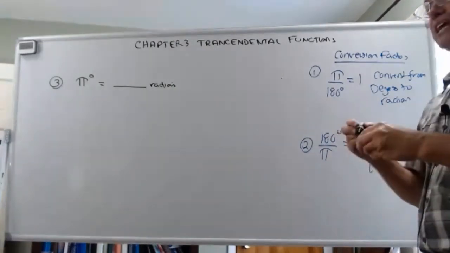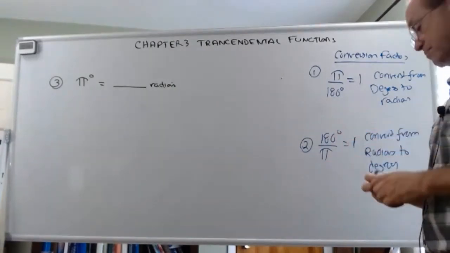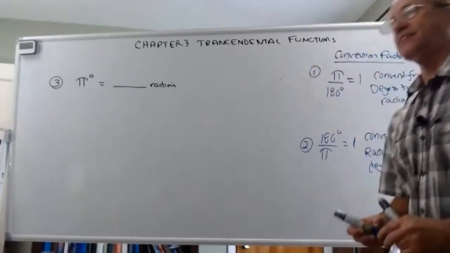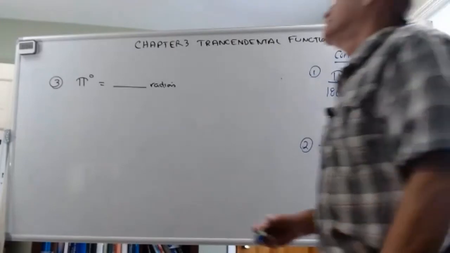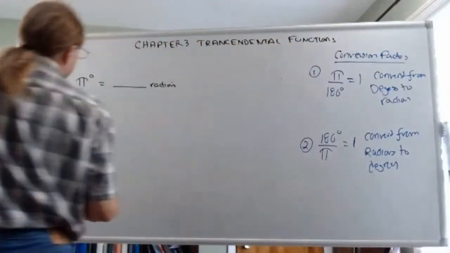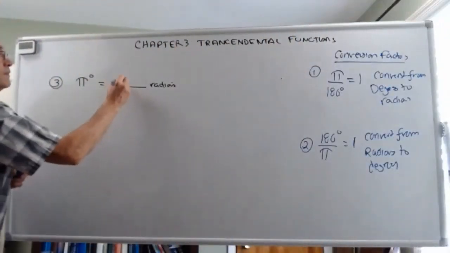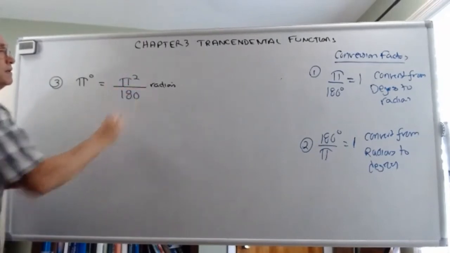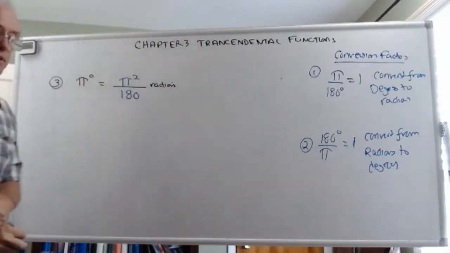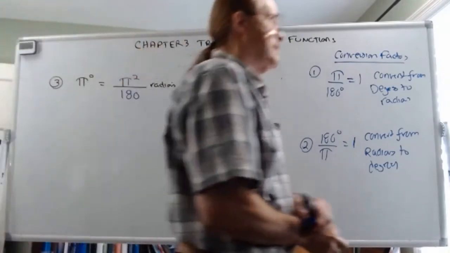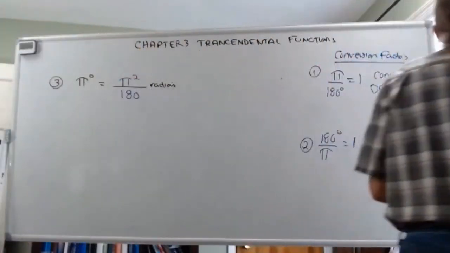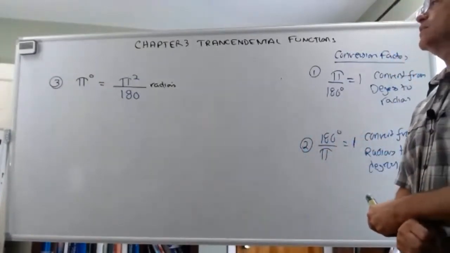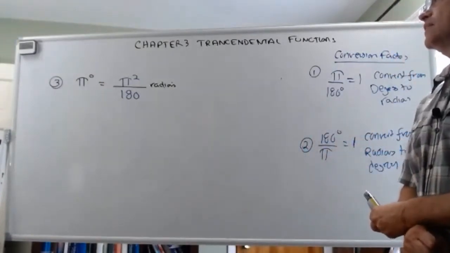If you're going to get a strange answer, if your answer looks bizarre, it's correct. If it doesn't, you made a mistake. My final answer should be pi squared divided by 180 radians. Does anyone want to see how I got that? Okay, let's do it.